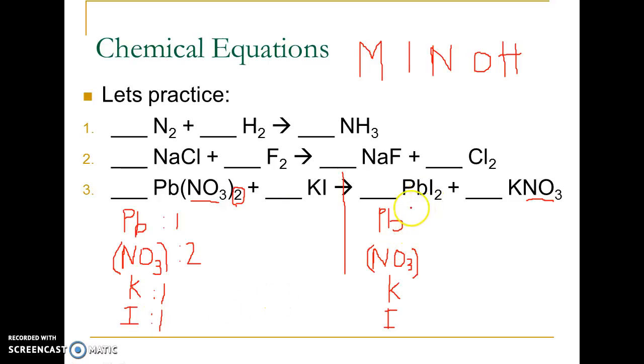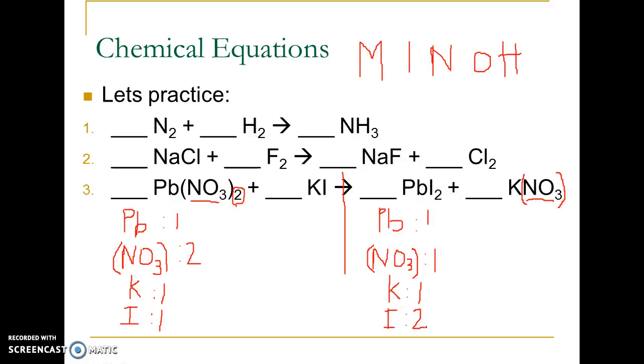On my product side, here's lead. I do not have a subscript, so that means there's only 1 of them. Nitrate is over here. Okay, remember this 3 is part of nitrate, so I'm going to put parentheses around this. I do not see a subscript out here outside the parentheses, which means I only have 1 nitrate. Potassium, there's no subscripts by potassium, so I only have 1 of them. And iodine, here's my subscript, therefore I have 2.